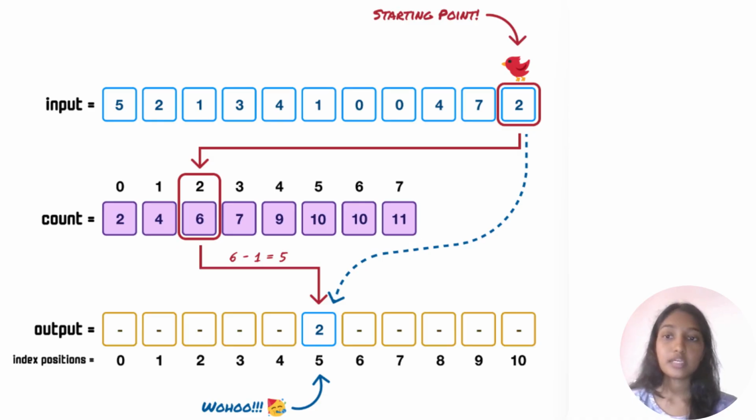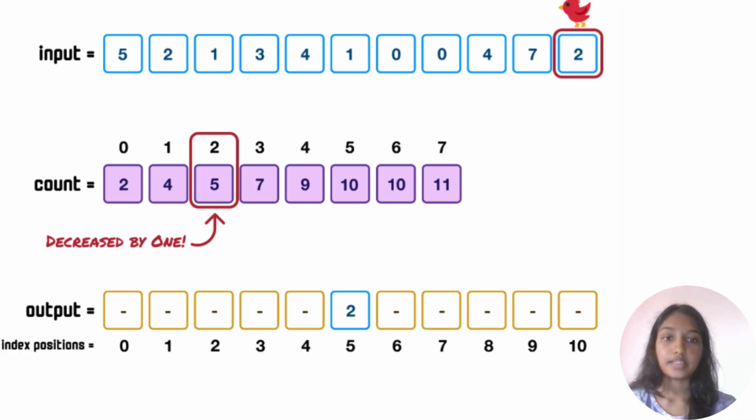There is one more step remaining in our count array. We will decrement by 1 the sorted value at the index position 2 to indicate that we have already used it. In our case, the sorted value of 6 will now become a 5. This is to ensure that any future attempts to find out where to place a value of 2 will not create a collision and overwrite a previously sorted value.